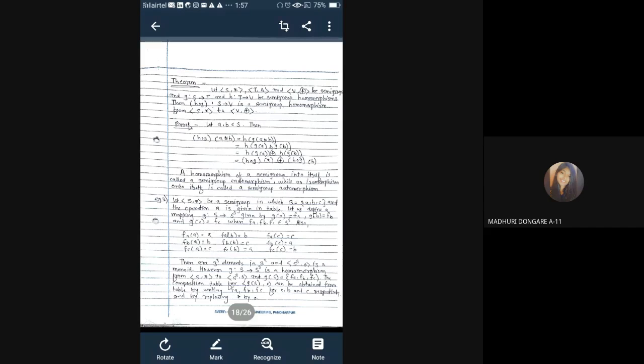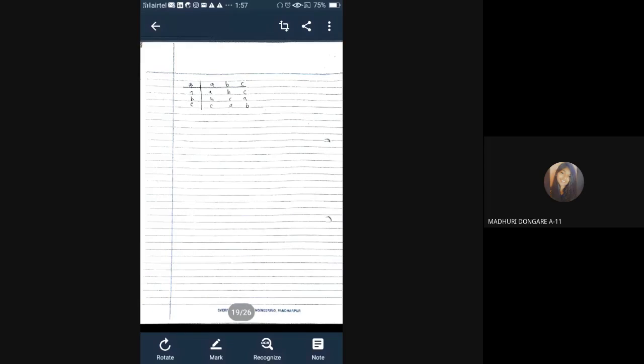Here is given that mapping. Mapping G is from set S to S raised to S. Now S is containing 3 elements. So here mapping of 3 elements into 3 raised to 3 means what? Total 9 elements. So mapping of 3 elements into 9 elements, and that mapping is shown with the help of this table. So here 3 elements A, B, C are mapped into 9 elements by using these 3 rows and 3 columns.